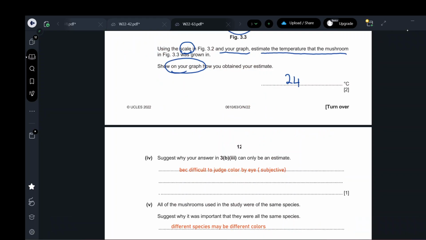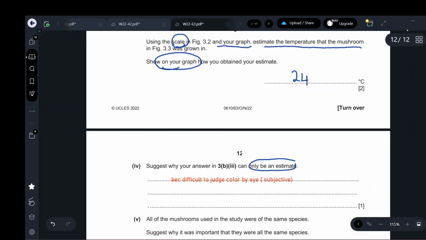Suggest why your answer is only an estimate: because anything that has colors, you cannot judge color by the eye. It is subjective. Just as we said, some people may give it score 2, some people may give it score 3.